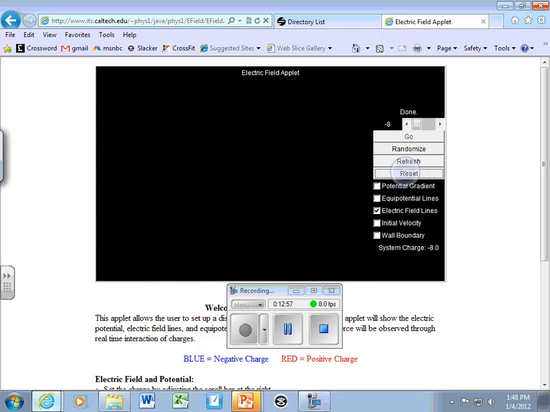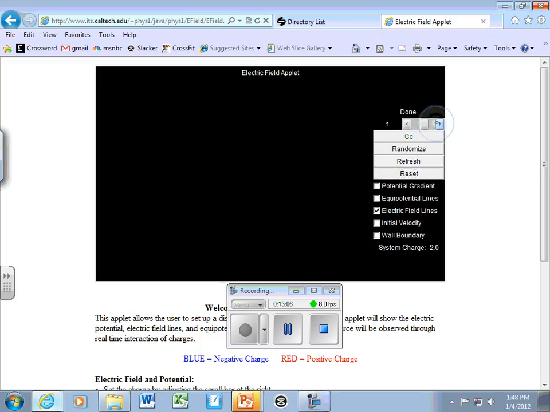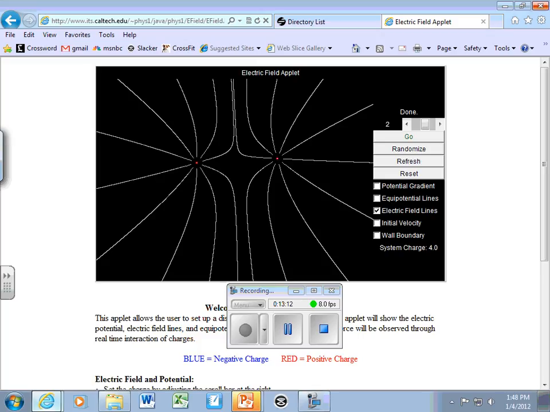Like I said, we want to look at some common charge distributions. One of them is 2 like charges. I think they're both positives on this slide. So we go to this, 2 of them. What you notice is that the field lines bend away from each other. Field lines never cross.